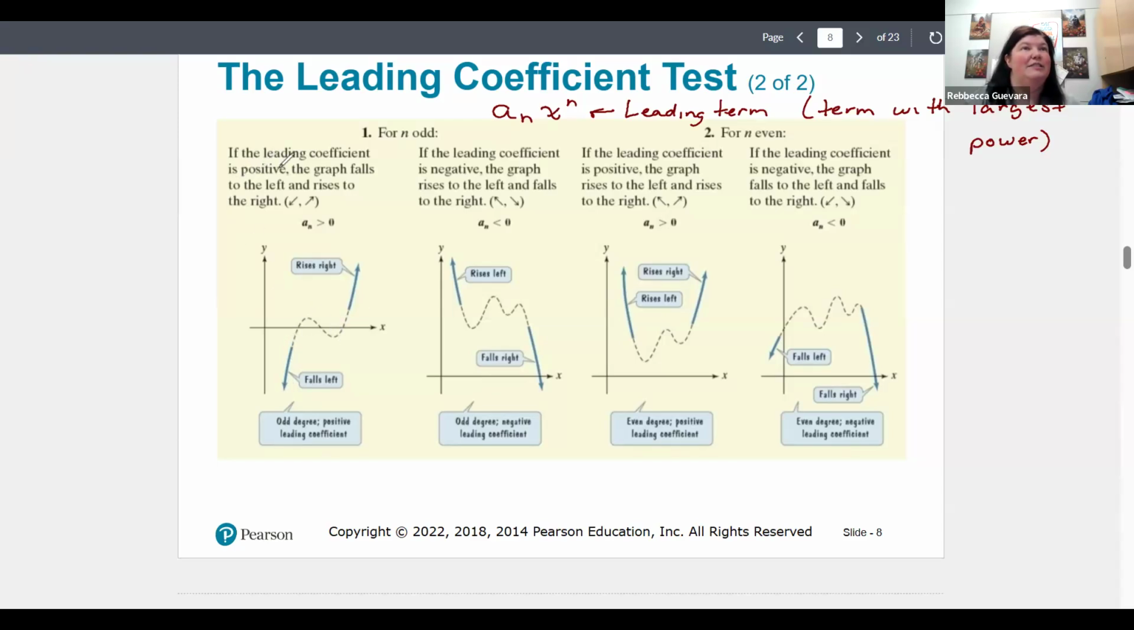So the leading term test, this is for n odd. So this would be something in the form of x cubed, the fifth, the seventh. But when it's odd, we're getting that snake curve again, right? So you're like this or like this, except there could be some bouncing going on in there. But what we're concerned with is what's going on in the end. What we should see here is that if your leading coefficient a is positive, our end behavior is going to be acting like this kind of curve.